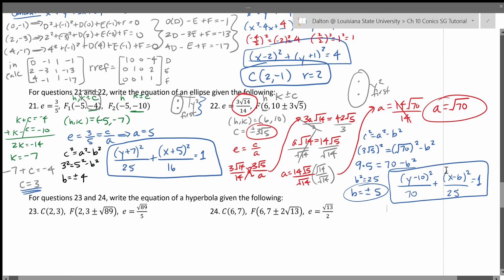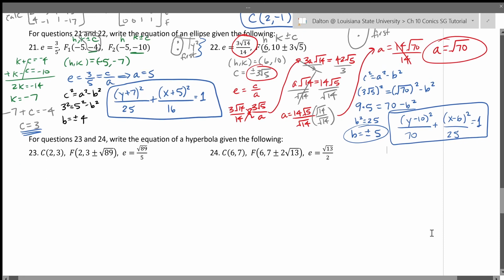Okay, 23 and 24 are very similar to this question, except these are going to give us equations of hyperbolas, but still dealing with eccentricity. So for number 23, they give us a center point, 2 and 3, which is great, because that's already half the battle there. That's h and k. And then we know we have our focus, and we have eccentricity, so square root of 89 over 5.